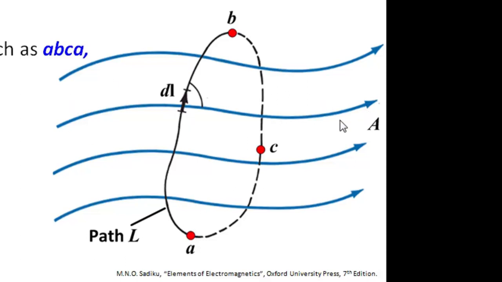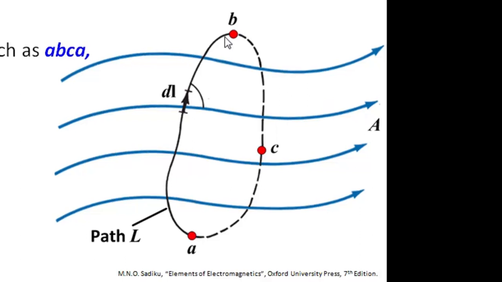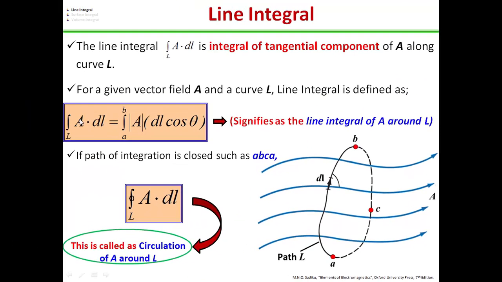For this vector field A and the given path L, the line integral is defined as the integral of A dot dl over path L, which is equal to the integral from A to B of A dl cos theta. dl cos theta is basically the tangential component of dl over the path L.